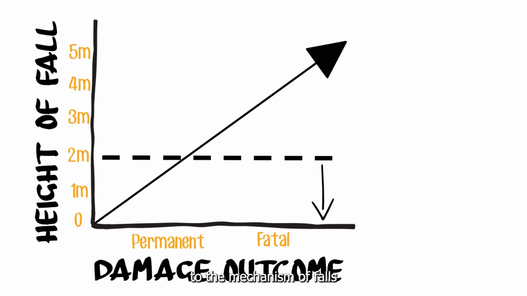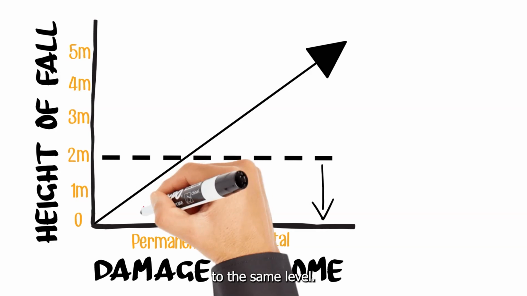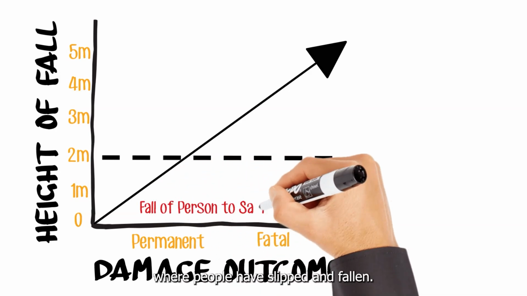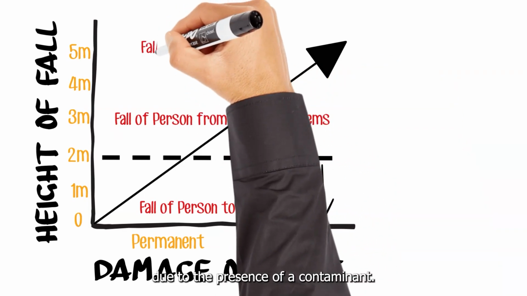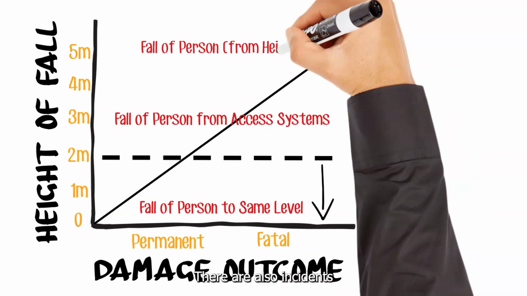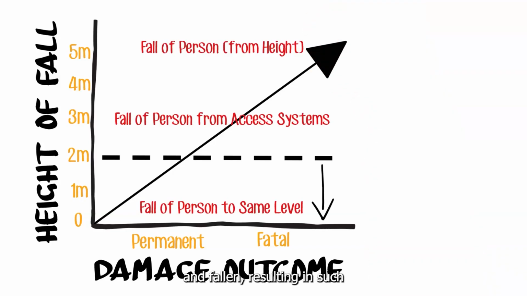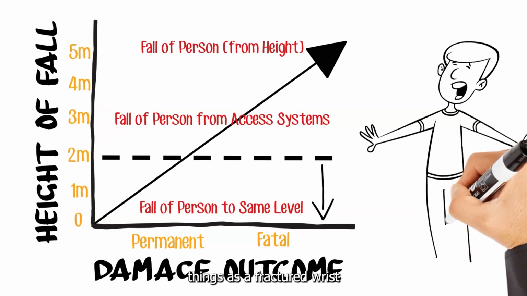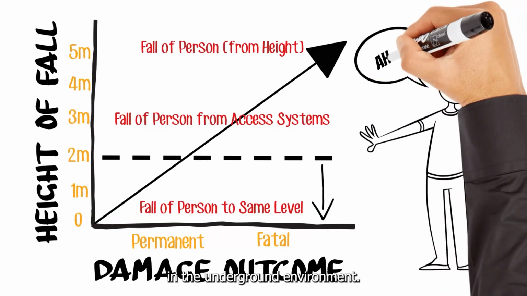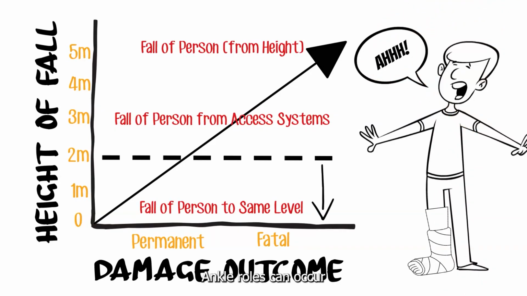With respect to the mechanism of falls to the same level, we have had incidents where people have slipped and fallen, often due to the presence of a contaminant. There are also incidents where people have tripped and fallen, resulting in such things as a fractured wrist. In the underground environment, ankle rolls can occur.